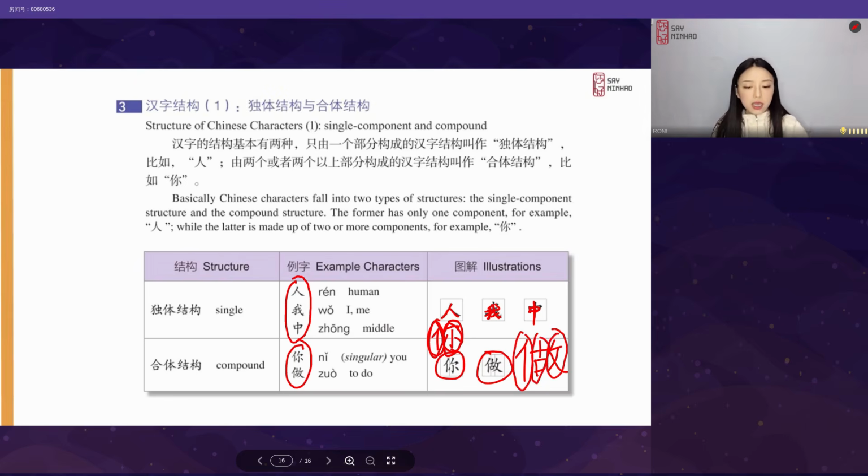So we can see it is really easy to see the differences between the single and compound structures in Chinese. So these are really easy to separate into different parts. Okay, and in the compound characters, we can see there are radicals. Okay, there are radicals. And we are going to learn the radicals in later classes, okay? So these are all for today's class.